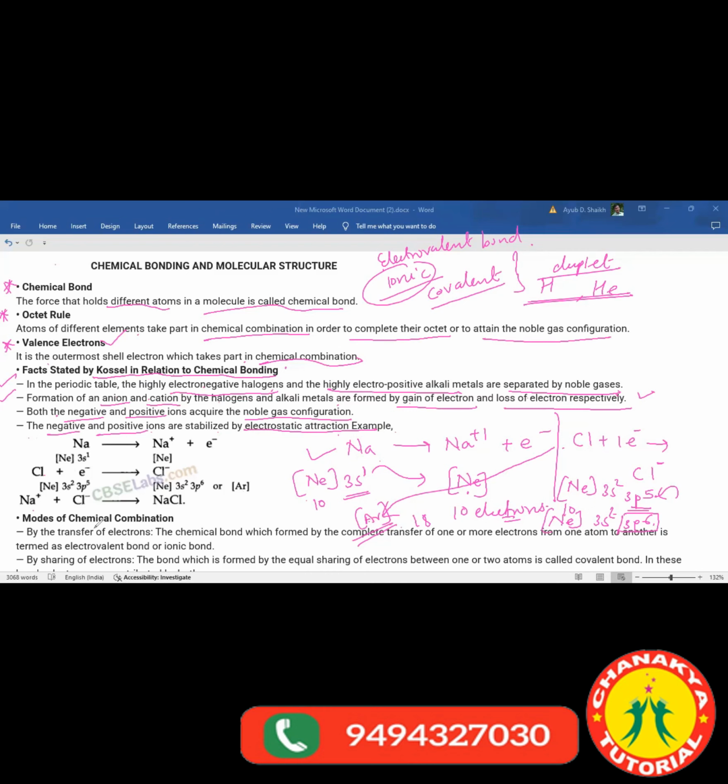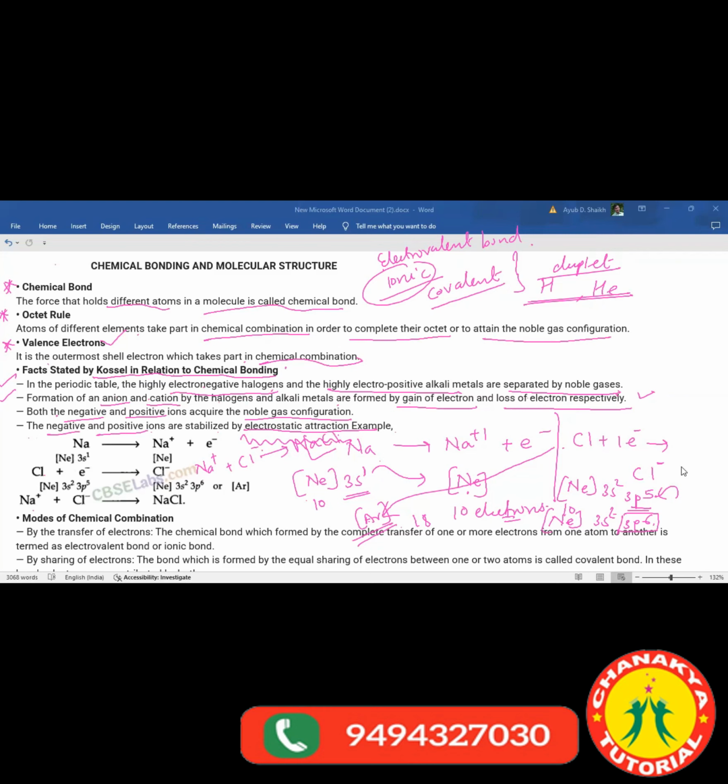They develop a separate charge on each, that is Na plus and Cl minus. These oppositely charged ions have a force of attraction between them, and they form a stable compound, NaCl. The force of attraction is the electrostatic force of attraction between oppositely charged ions.